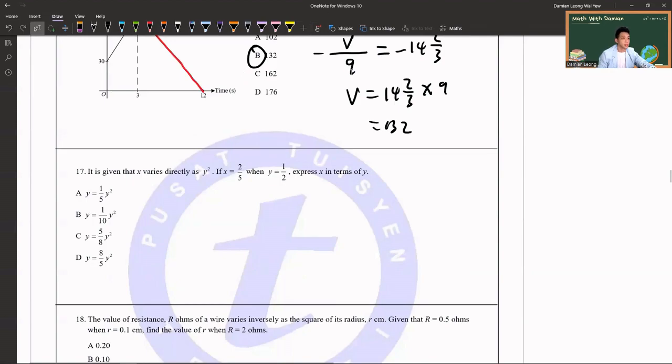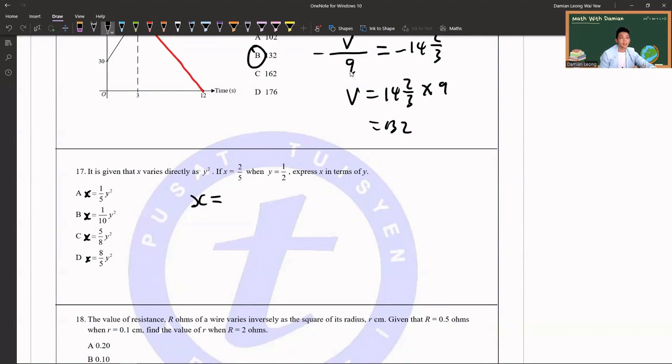Question 17. It is given that x varies directly as y squared. Okay, x varies directly as y squared. Express x in terms of y.